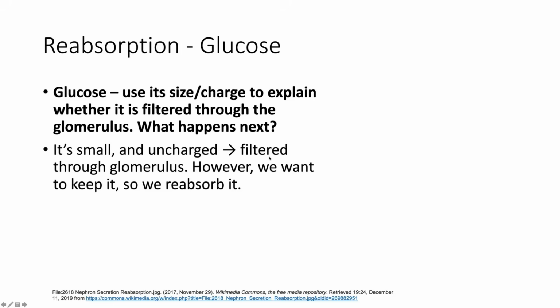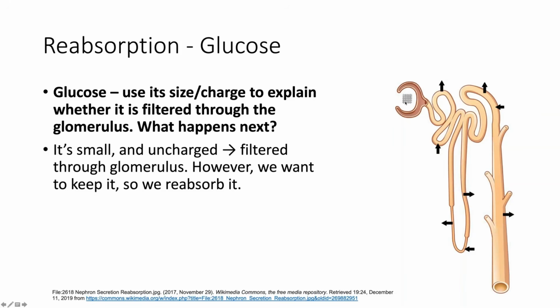So it's small and it's uncharged, so it's filtered. However, we want to keep it. If we lost all of our glucose in our urine, that would be pretty bad. It'd be pretty hypoglycemic. So we have to reabsorb it. So I've got my glomerulus, represented by my sieve, by my mesh. And so I've got glucose. It filters through because it's uncharged and it's small. So it's going to go to the proximal tubule, and then in the proximal tubule it gets reabsorbed.